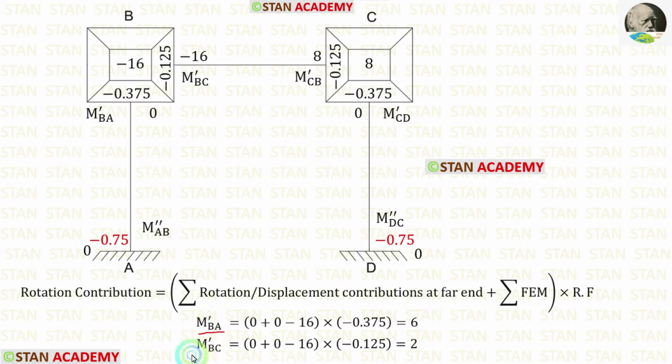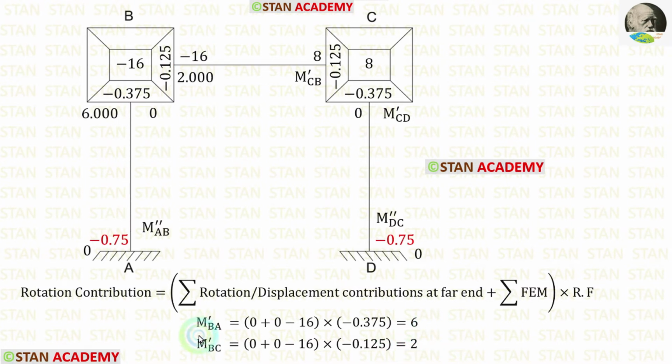For M'-BA and M'-BC, all the values will be same except the rotation factor. The rotation factor for BC is minus 0.125. Finally, for M'-BC, we are getting 2. Let us apply the value of M'-BA here and the value of M'-BC here.